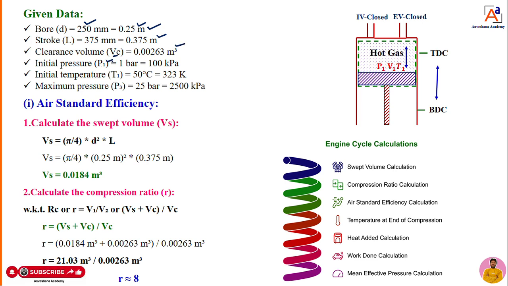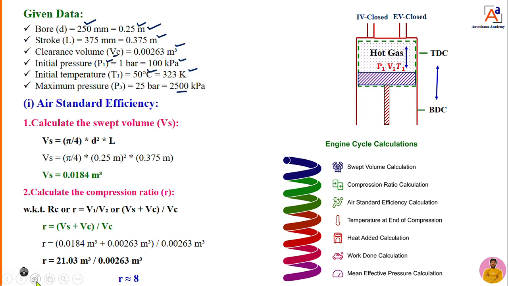Initial pressure he has given, as I told, that is 1 bar. You can express the same thing in Pascal as 100 kilopascal. Initial temperature is 50 degrees Celsius. Add 273, then you will get 323 Kelvin. Maximum pressure he has given 25 bar. Then we can express the same thing in kilopascal as 2,500 kilopascal. These are the given data.